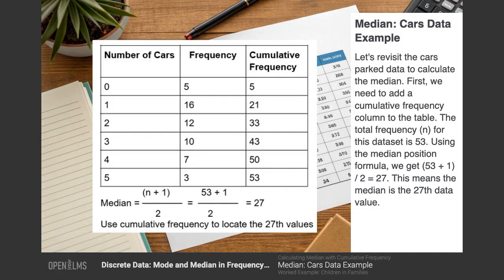Median, cars data example. Let's revisit the cars park data to calculate the median. First, we need to add a cumulative frequency column to the table. The total frequency n for this dataset is 53. Using the median position formula, we get (53 + 1) / 2 = 27. This means the median is the 27th data value.